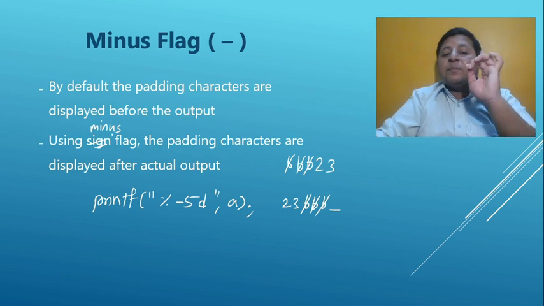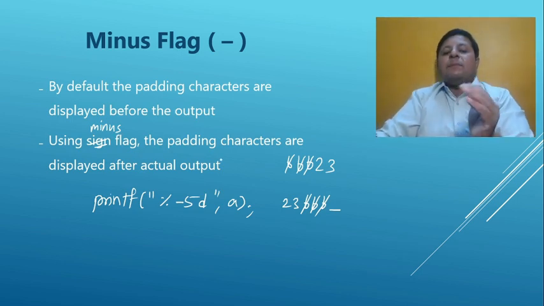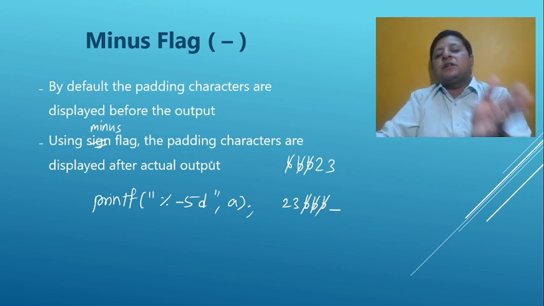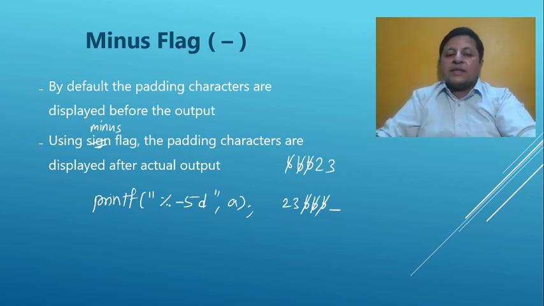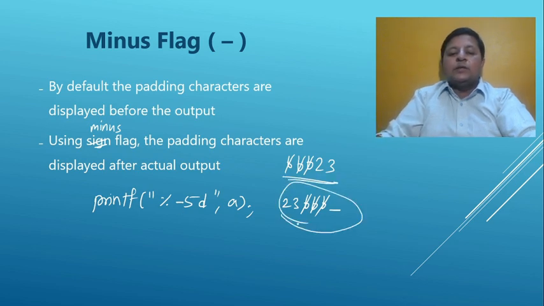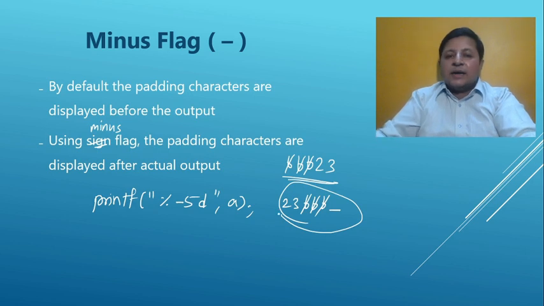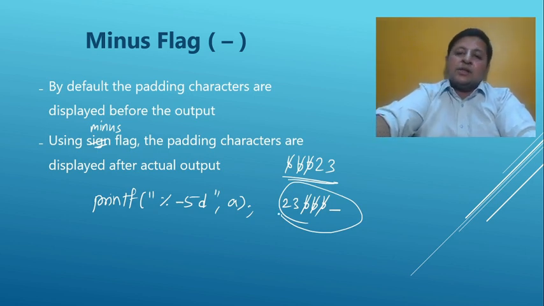So if I use a minus flag, mind you, not sign flag, but minus flag, then the padding characters are displayed after the actual output. And this is the example. So if the minus flag is not there, it will be this output, but with the minus flag, this is how you will be able to get. Clear? So that's the use of minus flag in your C.